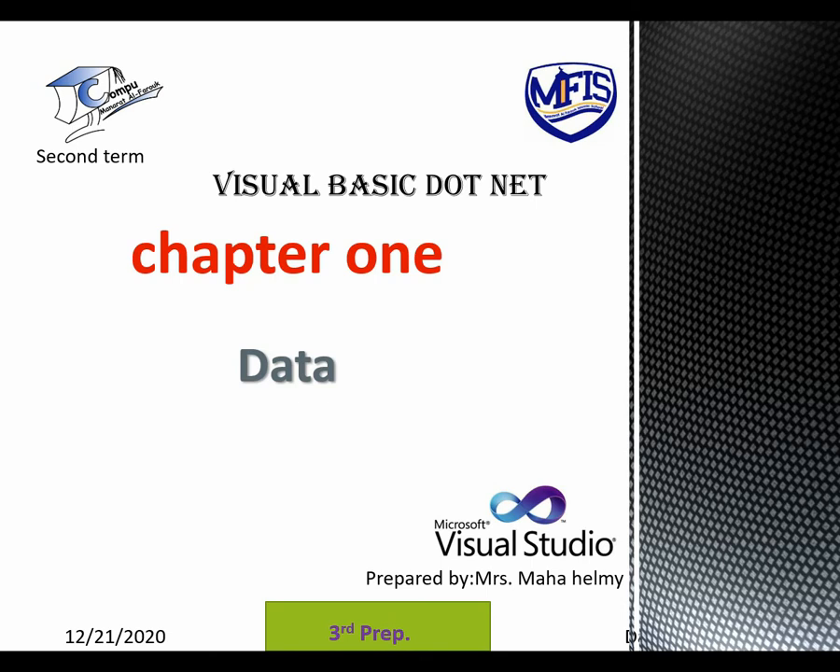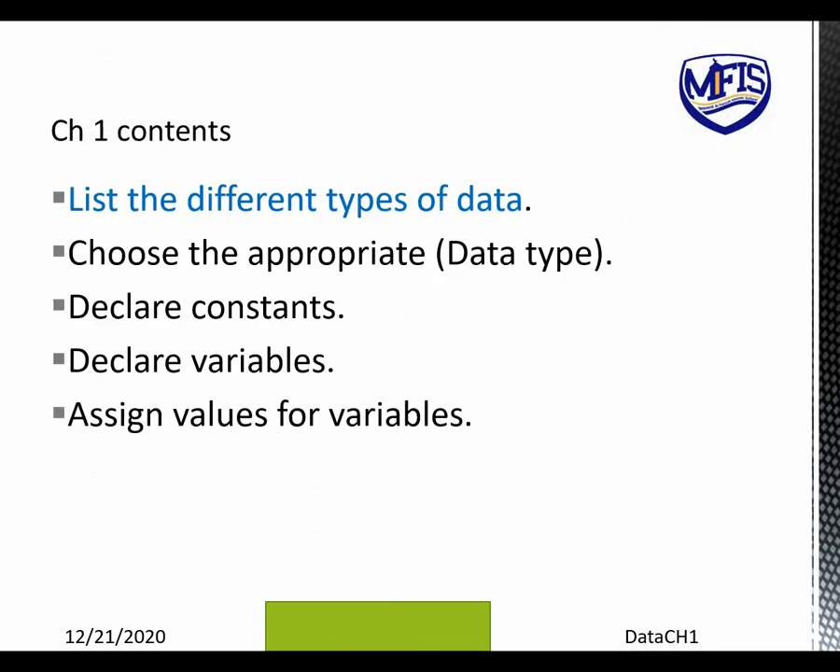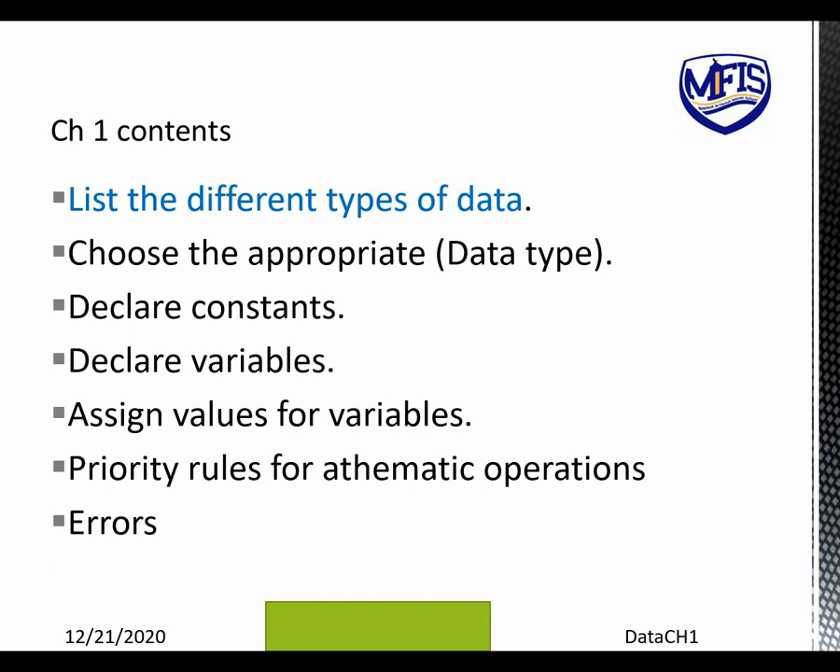In the second term, we will continue studying visualbasic.net and we will start with chapter 1, which is called data. What we will study in chapter 1: we will list the different types of data and we will be able to choose the appropriate data type. Then we will declare constants and variables. We also will assign values for variables and we will learn priority rules for arithmetic operations, and finally errors while writing the code.